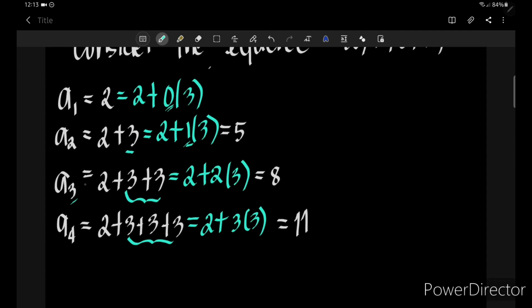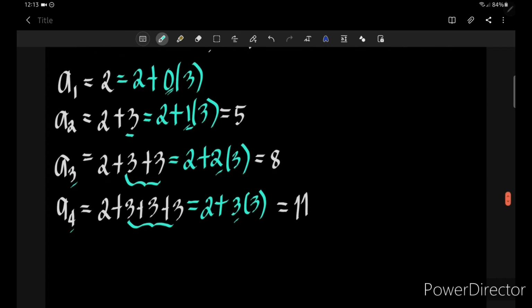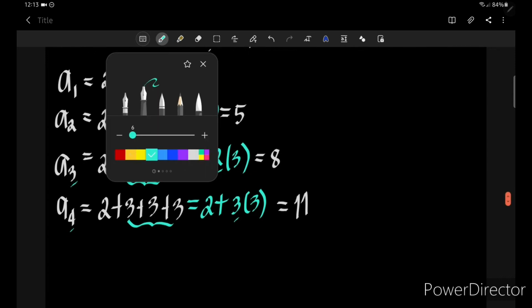From this subscript, bawas ka ng isa, makakakuha ka ng 2. And from this subscript, bawas ka ng isa, makakakuha ka dito ng 3. Diba? That is the pattern na meron tayo. Kaya, pwede natin itong isulat in general as what?